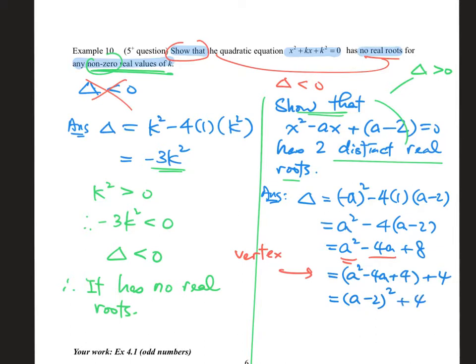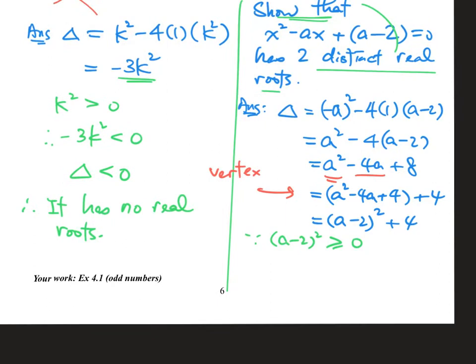So what does that mean? Now you can say (a minus 2) squared, no matter whether it's positive, negative, or 0, after squaring, it should be greater than or equal to 0. Do you agree with it? I'll repeat again. A minus 2 may be positive, after squaring, it's positive. It may be 0, so after squaring, it's 0. A minus 2 may be negative, after squaring, it is positive. So in these three cases, you will see that (a minus 2) squared should be greater than or equal to 0.